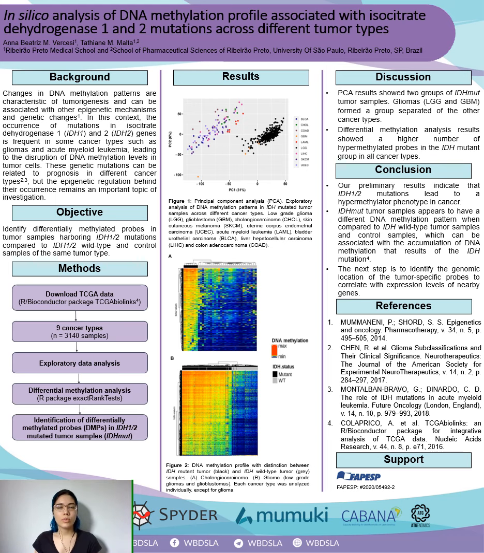IDH1 and IDH2 mutations have a frequent occurrence in some cancer types such as gliomas, and the occurrence of these mutations can lead to alterations in the DNA methylation levels in tumor cells. It has also been related to prognosis in some cases, but the regulatory epigenetic mechanisms behind their occurrence still remain an unexplored topic of investigation.